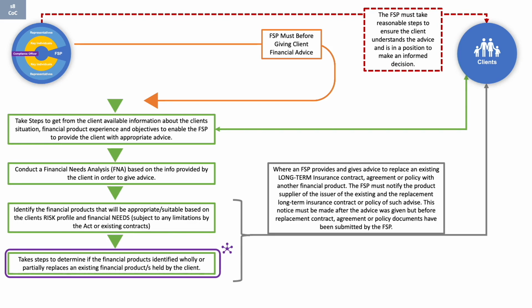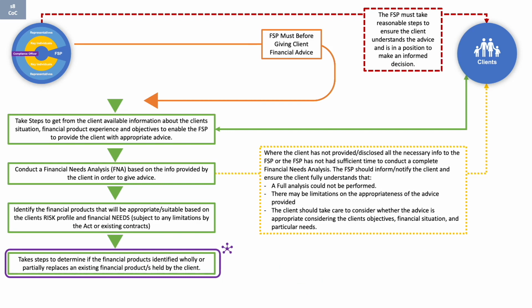Where an FSP provides advice to replace an existing long-term insurance contract, agreement, or policy with another financial product, the FSP must notify the product supplier of the existing and the replacement long-term insurance contract, agreement, or policy of such advice. It is important to note that this notice must be made after the advice was given, but before the replacement contract, agreement, or policy document has been submitted by the FSP.